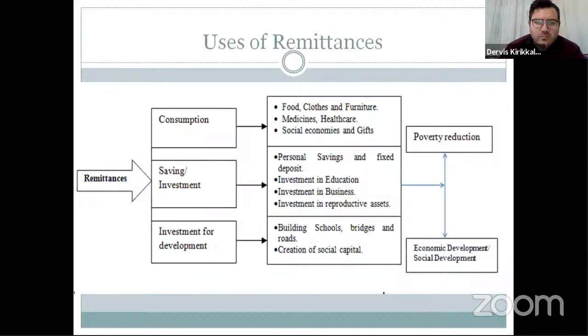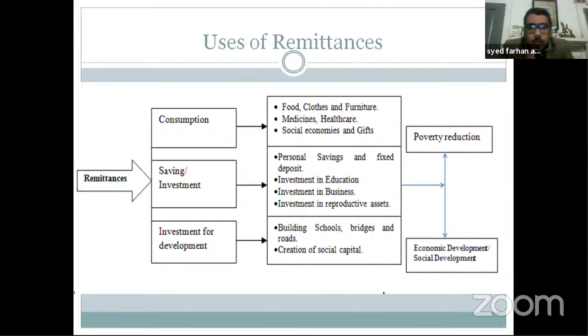Like you can see here, these are some of the uses of remittances that are differentiated into consumption, savings, investment, and investment for developmental purposes. If we look at consumption, these are day-to-day consumptions like food, clothes, and furniture. Similarly, healthcare, medicines, and social events and gifts as well.